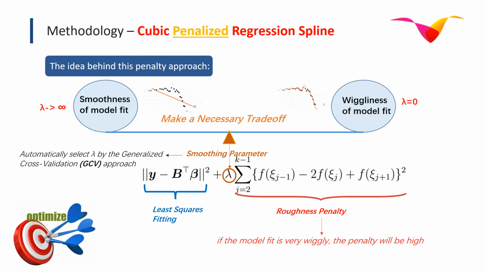In order to overcome the ordinary cubic regression spline's main drawback, we use the cubic penalized regression spline throughout this study. By introducing a smoothing parameter lambda, it will make a necessary trade-off between the smoothness and wiggliness of the model fit. That is to say, the selection of the number and position of knots would have very limited impact on the model fittings anymore. Instead, the lambda will do the sensible work to control the degree of model smoothness.